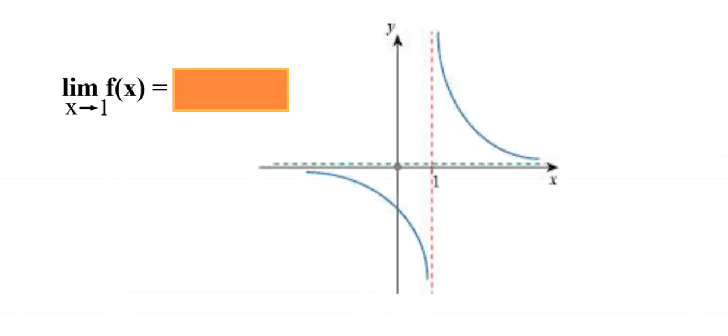Okay, so the limit of this function as x is approaching 1. From the right, we're shooting up to positive infinity. From the left, negative infinity. And so obviously, the limit does not exist.